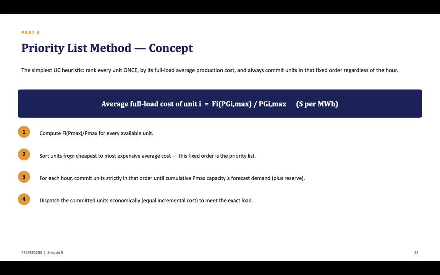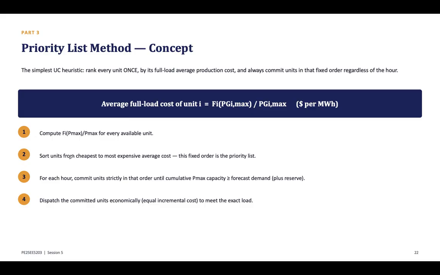For a given hour, units are committed in that order until their cumulative maximum capacity is sufficient to cover demand and any required reserve. The actual generation is then determined by economic dispatch. So the priority ranking itself does not prescribe that every committed unit operates at maximum output.